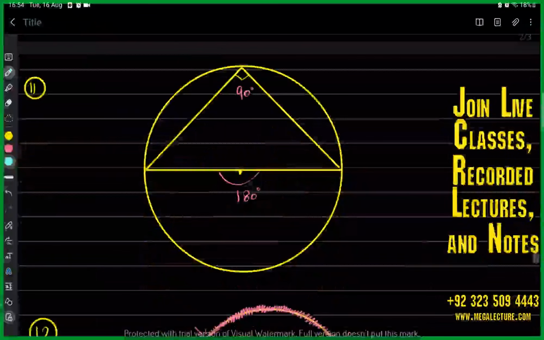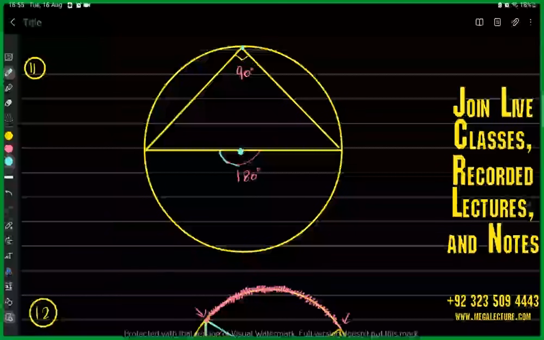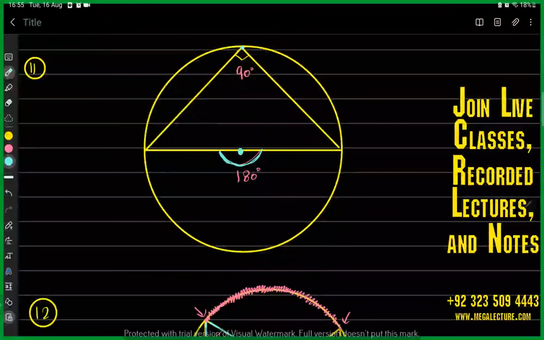Similarly, if you look at this shape now, what do you think? Now this is your center. This is your circumference. This is the angle at center. It's a straight line. Sum of angles on a straight line is 180 degrees. If this is 180 at the center, the angle at the circumference would be half, so it would be 90. We have used the first property and the idea is similar.